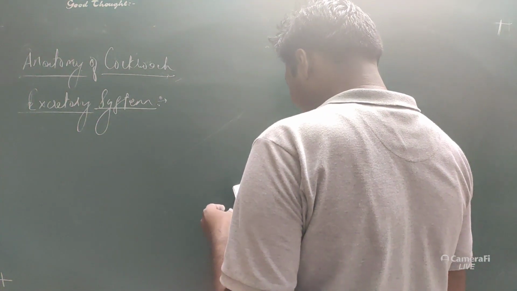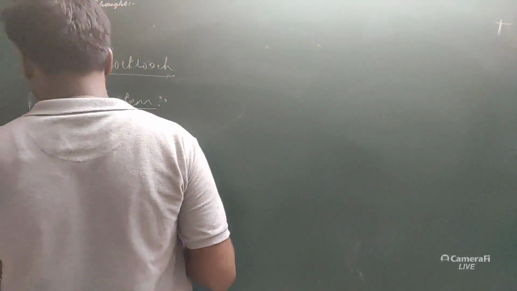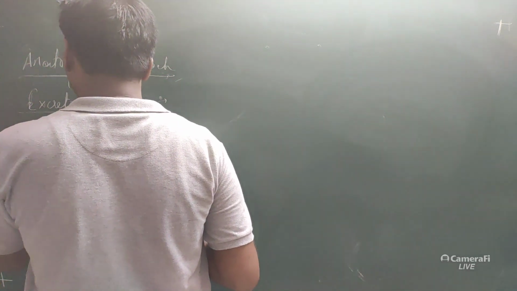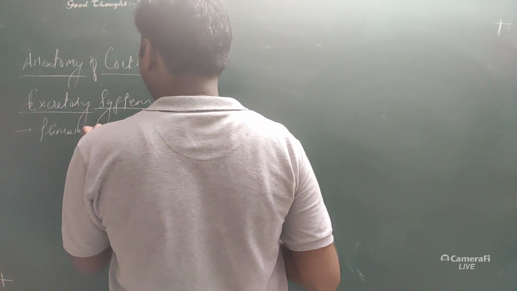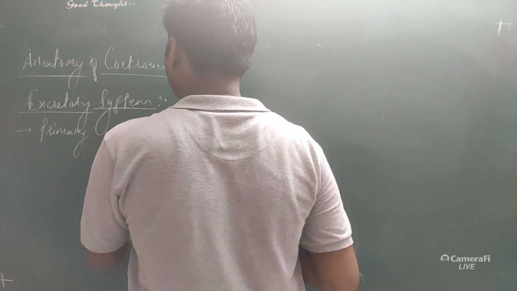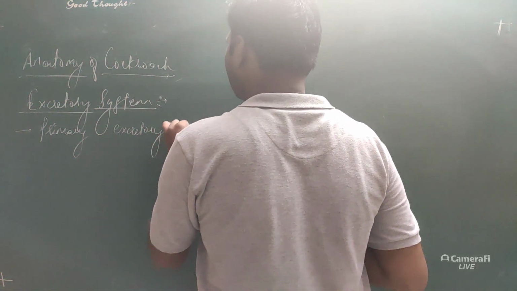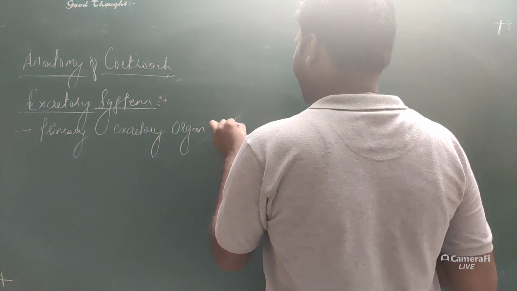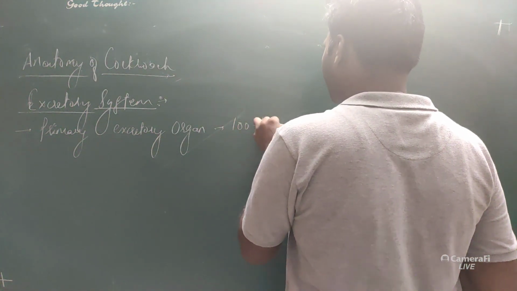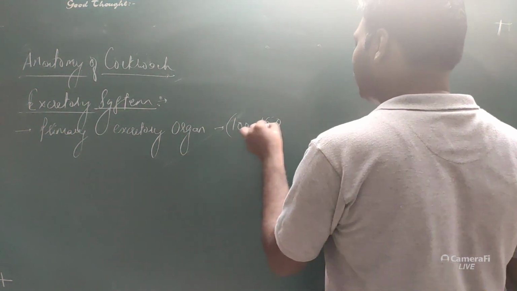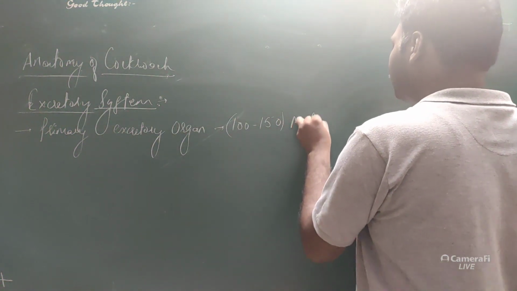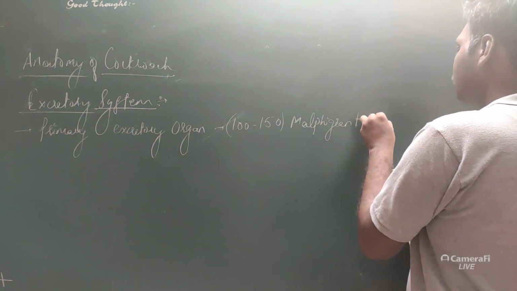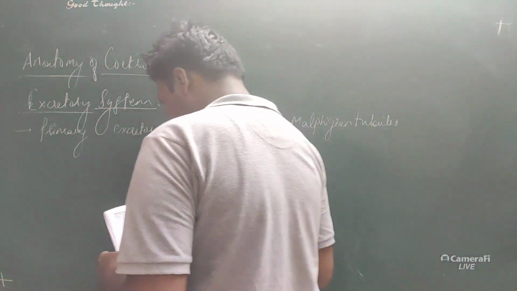Okay, so here the excretory system in case of cockroach consists of the primary excretory organ, that is having 100 to 150 Malpighian tubules. Okay, this is the primary excretory organ.